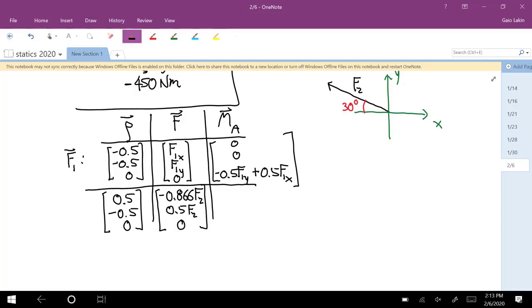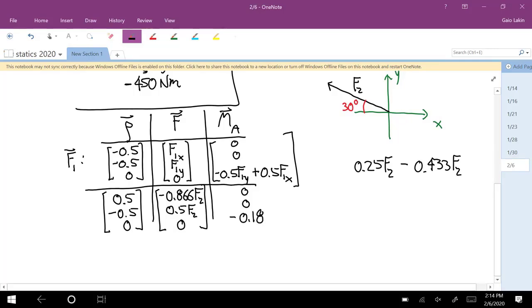Then take the cross product of those two, and the moment is 0, 0, and then for z, it's 0.25 F2 minus 0.433 F2, and so that is negative 0.183 F2. Is that right?